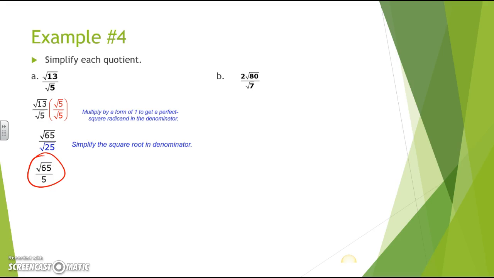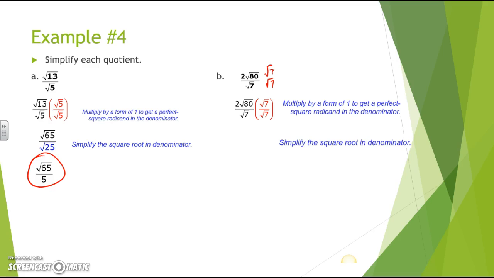Looking at B here, we have the square root of 2 times the square root of 80 over the square root of 7. So again, we need to make our denominator become a whole number value. So we're going to multiply both the denominator by the square root of 7 and the numerator by the square root of 7. So what I get here is we take the square root of 80 times the square root of 7 to get the square root of 560.